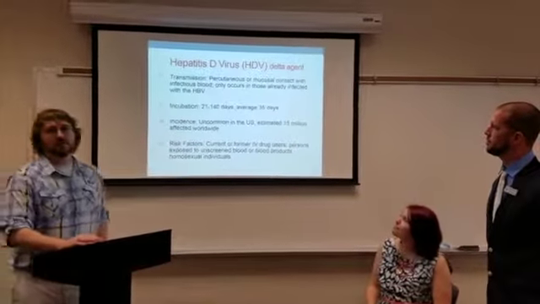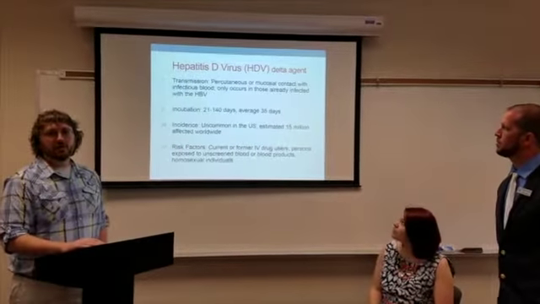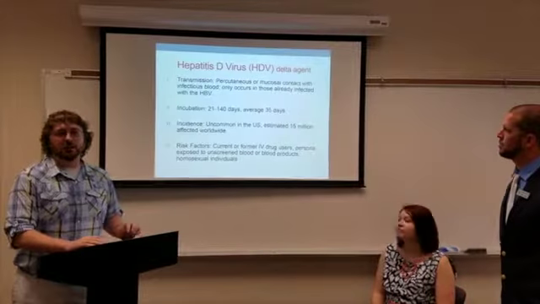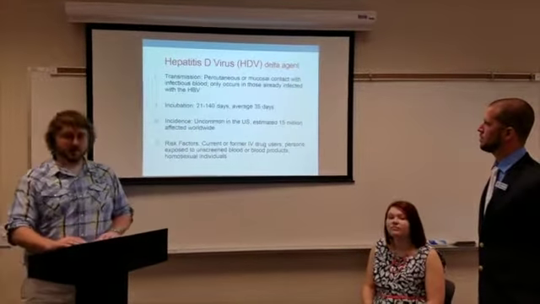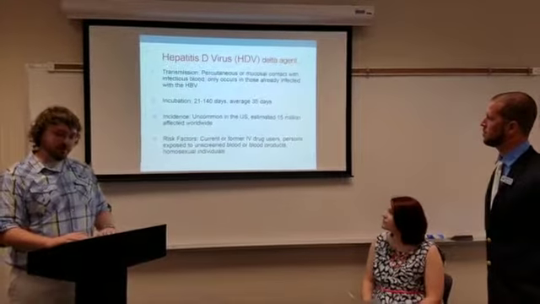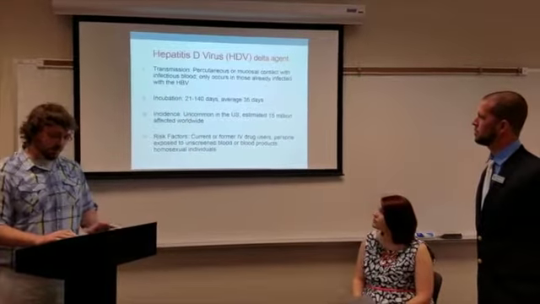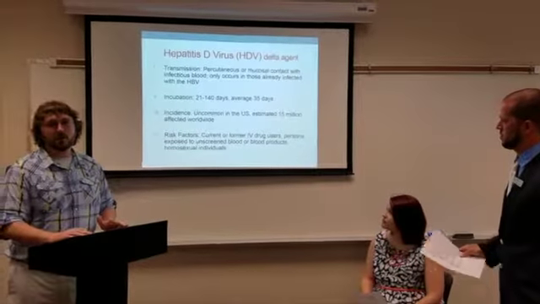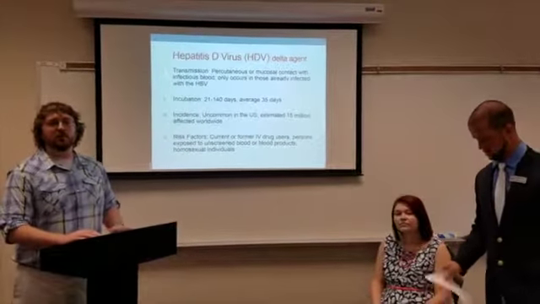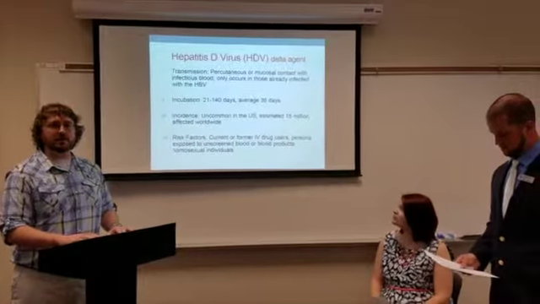Hepatitis D virus, known as Delta agent. Its transmission is through percutaneous or mucosal contact with infectious blood. It only occurs in those already infected with the hepatitis B virus, because the hepatitis D virus is an incomplete virus that requires hepatitis B in order to replicate. Its incubation period is 21 to 140 days, and on average it takes 35 days.